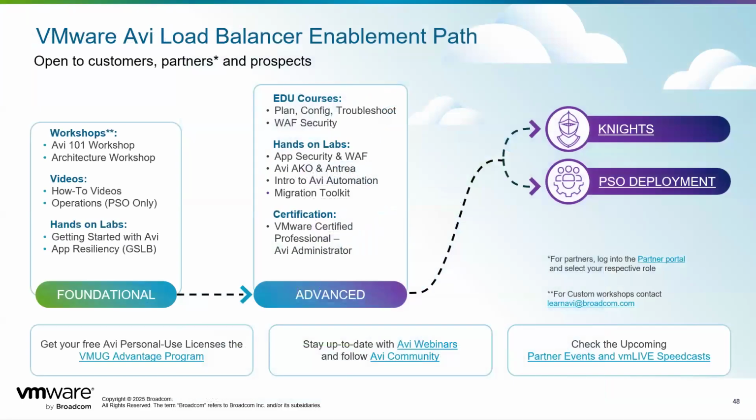If you want to learn more about Avi, there are a lot of opportunities, like the VMUG Advantage program, where you can get your own personal-use Avi licenses. You can join our regular workshops for getting your feet wet, or take the architecture workshops to get under the hood and learn everything about Avi. There are advanced classes as well, and hands-on labs for security, for AKO and Kubernetes, for just about anything you're looking to get into. And of course, there are certifications. So feel free to check this out.